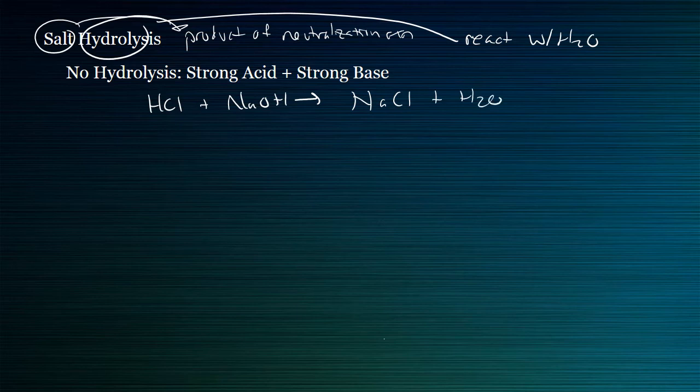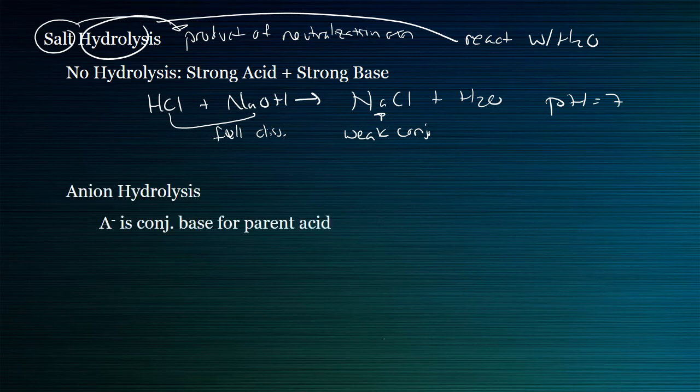So when we do this, this solution actually has a pH of 7. It is truly neutral. Because these guys are strong, they're going to fully dissociate, and that means their products are weak conjugates. So weak conjugate acid and weak conjugate base. That means that they do not want to react to go back to their original parent acid or base. Therefore, they're just going to sit in solution and we're good to go. That's the easy one.